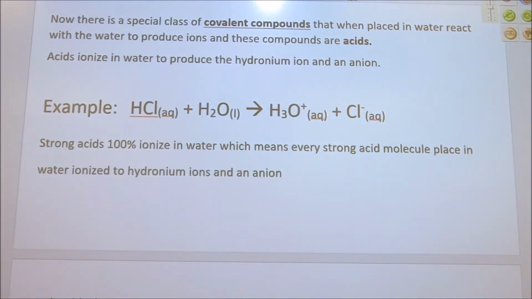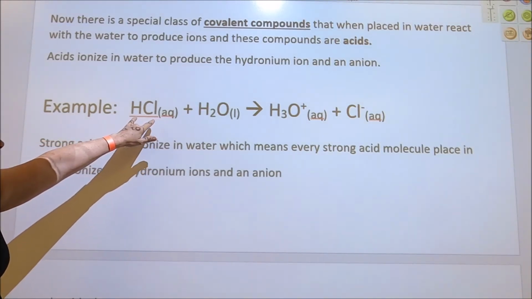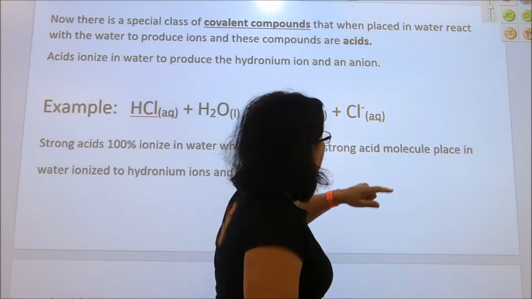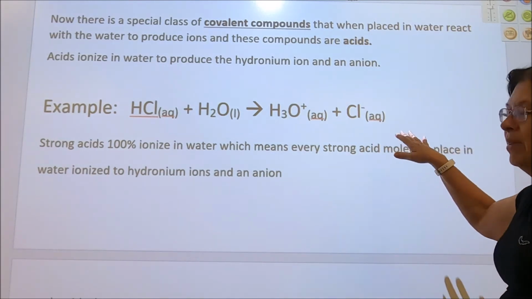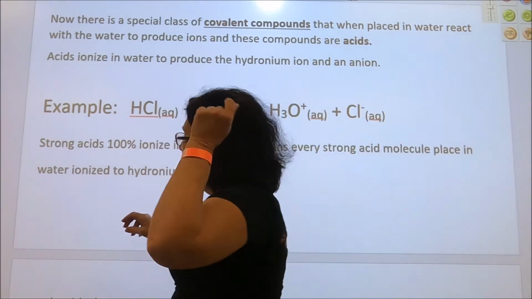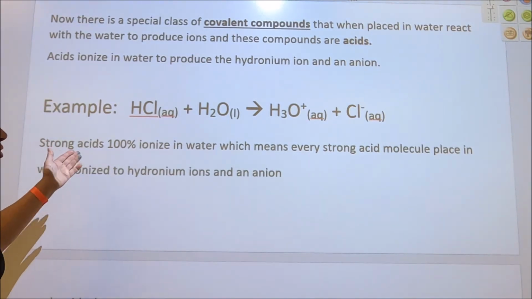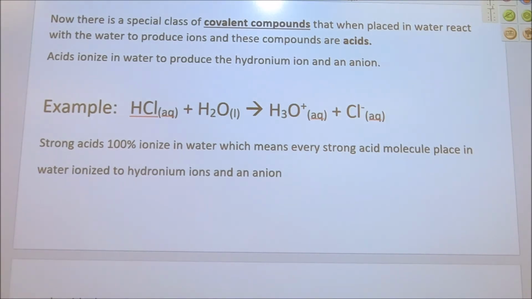Acids then are electrolytes. Strong acids 100% ionize in water. That means that every HCl molecule that becomes aqueous reacts with water to produce hydronium ions and chloride ions. This reaction goes to what we refer to as completion. In a blink of an eye, there are no true HCl molecules left in the solution. We only have hydronium ions and chloride ions. 100%.